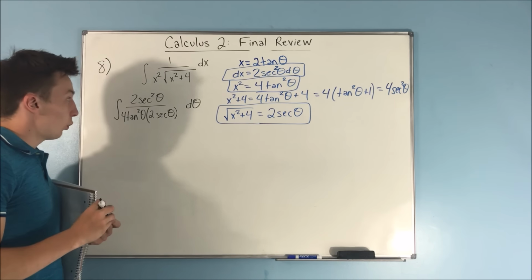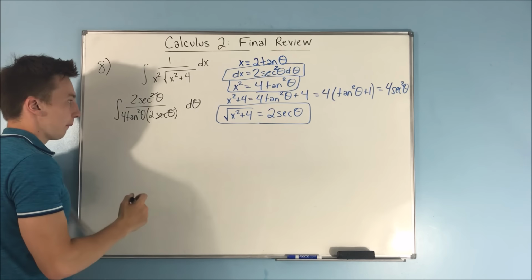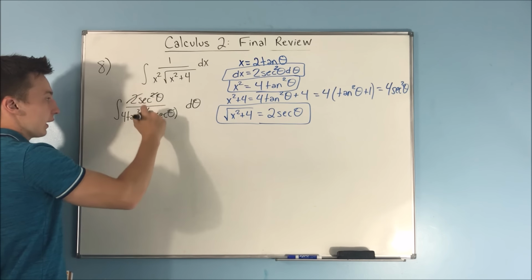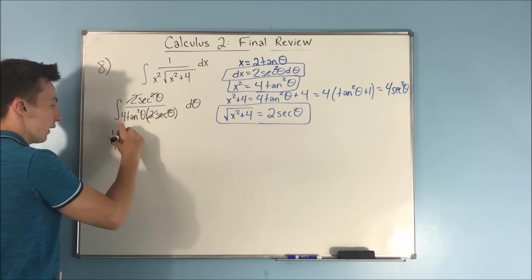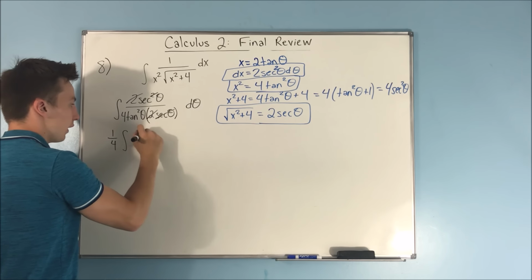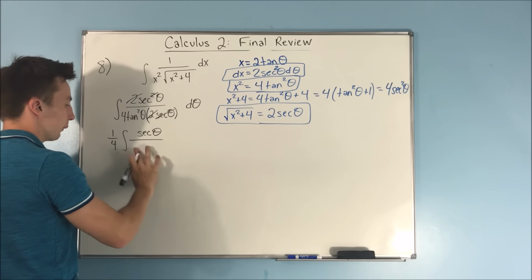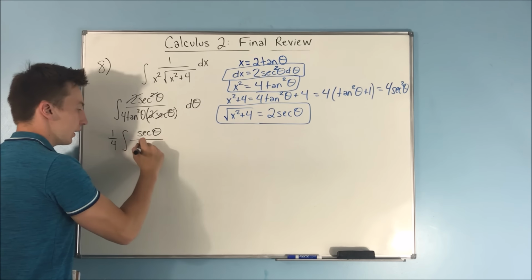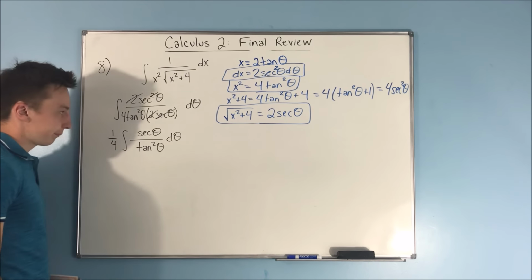Okay, so the secant squared here will get canceled out with this secant here. And this 2 will get canceled out with this 2 here. So we can pull this 1/4 out, and we have 1/4 the integral of secant theta over, not 4, because we already pulled the 4 out, tangent squared theta d theta out here.